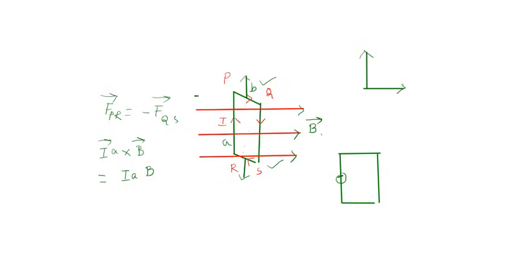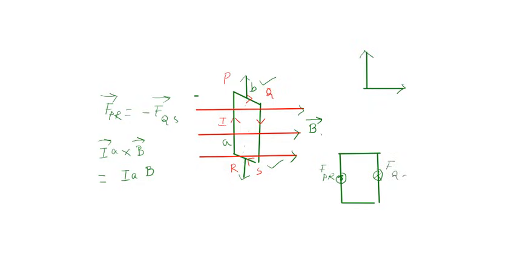You can see this is the case where the current and the magnetic field are perpendicular to each other. So according to Fleming's left hand rule, we will have F_PR having a direction normally outwards from the plane, and F_QS will have a direction normally inward to the plane.